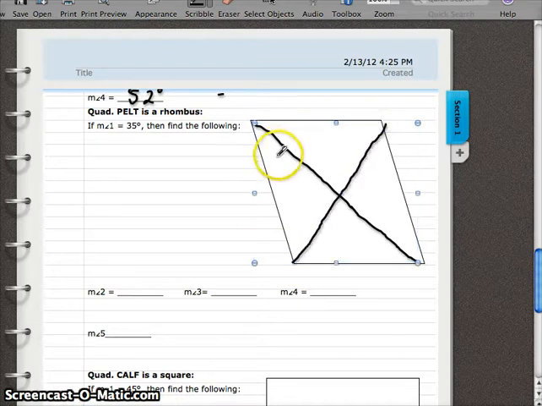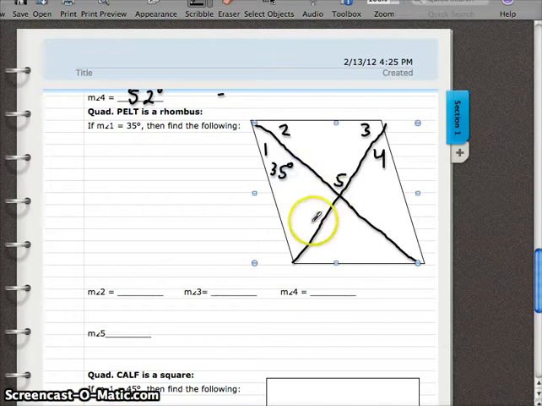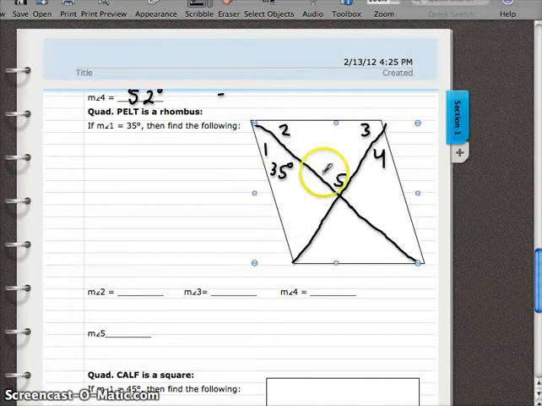Okay, we're going to look for angles 1 and 2 there, and 3 and 4 over here, and 5 right in the middle. Tells us that angle 1 is 35 degrees. Well, so far we don't know enough information to get angle 2.